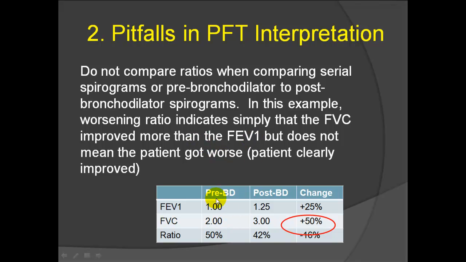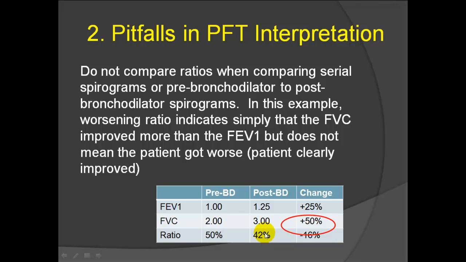In this example, the pre-bronchodilator FEV1 is 1 liter, FVC is 2 liters, ratio is 50%, clearly obstructed. After bronchodilators, the FEV1 improves by 25% to 1.25 and the vital capacity improves from 2 liters to 3 liters. However, the ratio goes down.